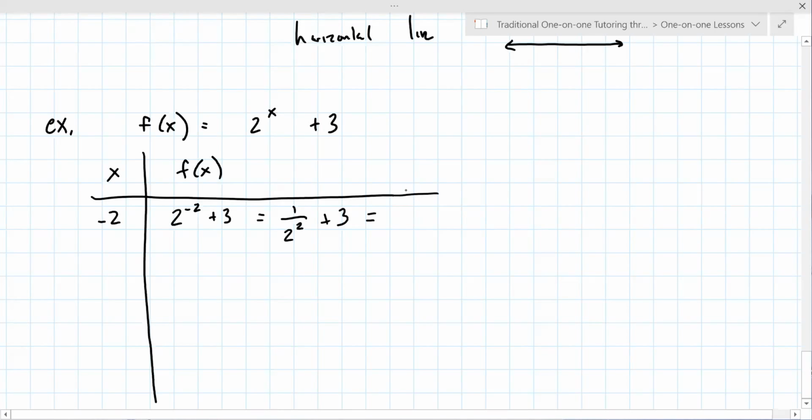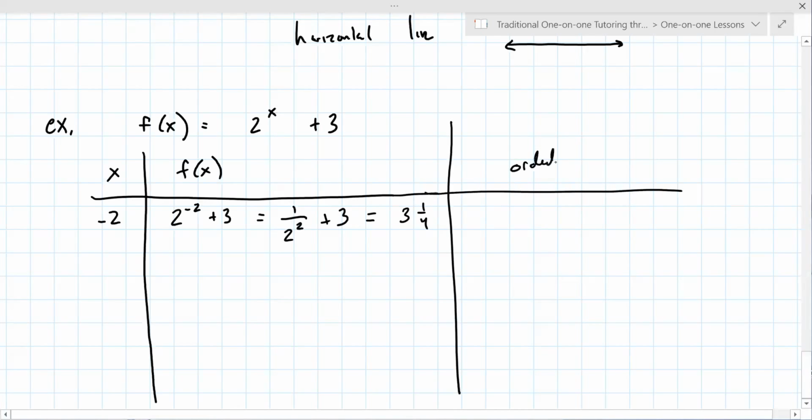We'll adjust your thinking in a month or two whenever you get to this topic again. I can't believe this stuff keeps going. I feel like it just ends right here. Yeah, so that's 3 1/4, and then let's write the ordered pair next to it. Ordered pair. So -2, comma 3 1/4. Yes.